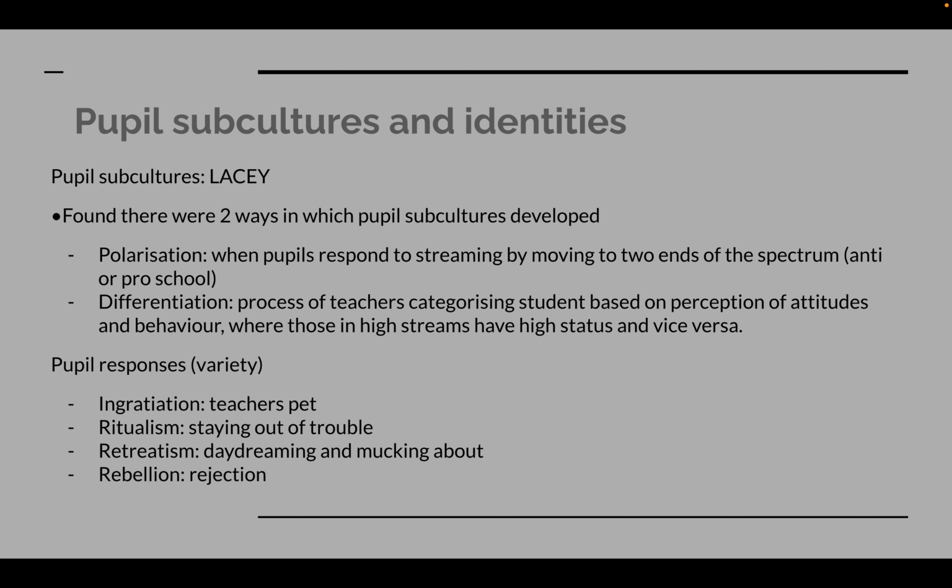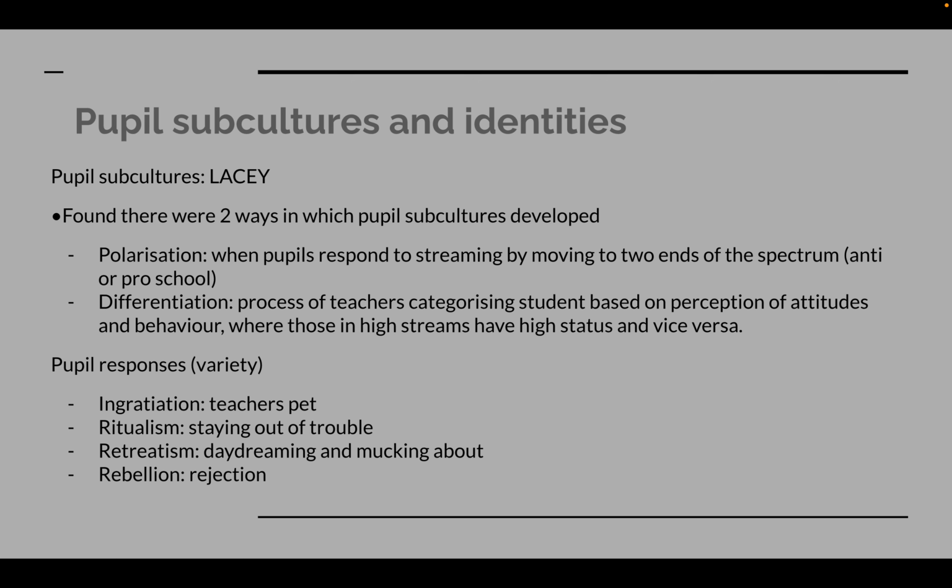Next is pupil subcultures and identities, which is our second topic for internal factors. So first we'll go through pupil subcultures. Our sociologist for this is Lacey, and Lacey found that there were 2 ways in which pupil subcultures developed. 1, polarization. This is when pupils respond to streaming by moving to two ends of the spectrum, anti-school or pro-school. Like a magnet, they go to two poles, north and south. You know? That's how I remember it. Polarization, north and south poles. They go to two ends, anti and pro.